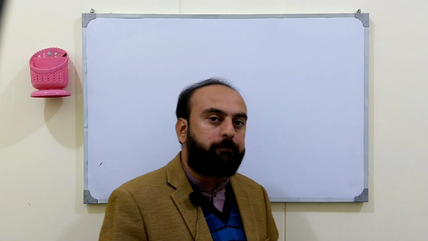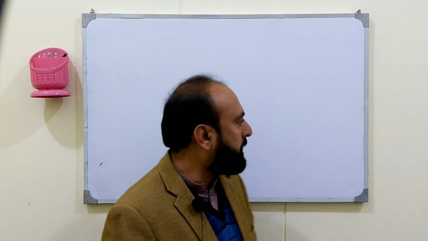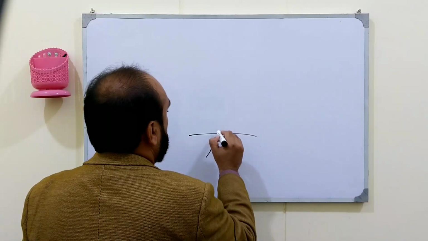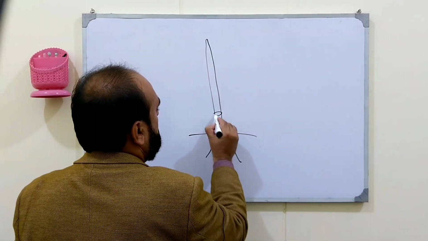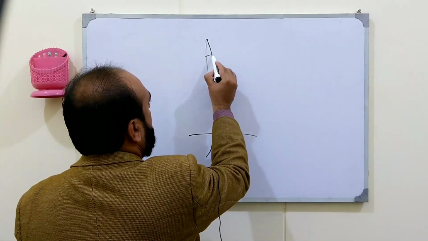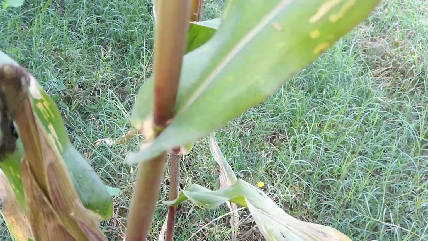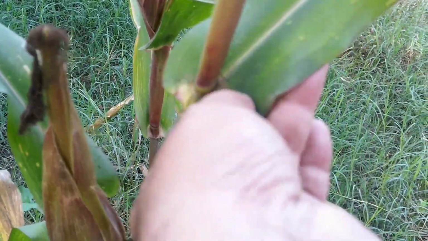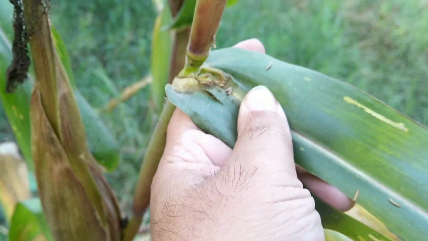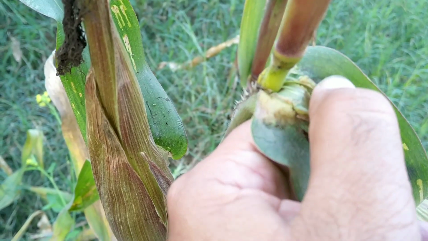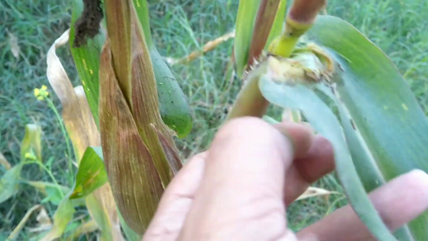Stems can be distinguished from other plant parts by the presence of nodes, internodes, and buds. Nodes are enlarged portions of the stem to which leaves are attached. The distance between two nodes is called an internode.